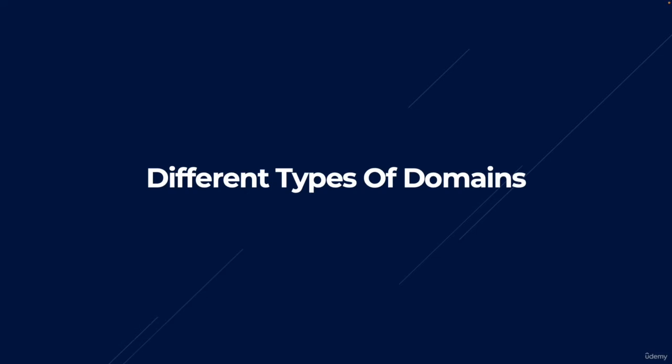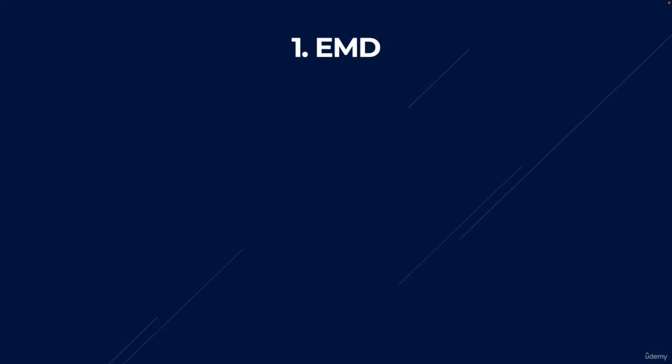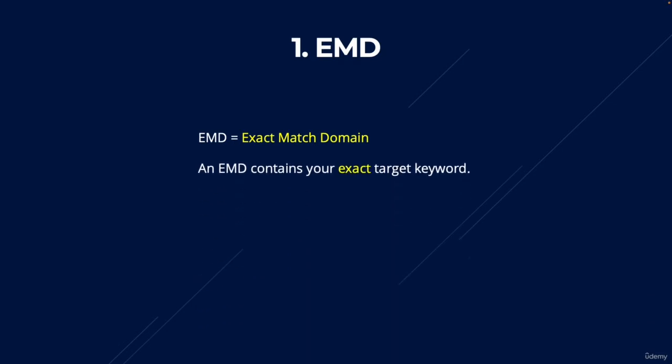So what is the first type of domain? Well, the first type of domain is what we call an EMD. An EMD contains your exact target keyword, hence the name EMD, exact match domain. It contains your exact match keyword.